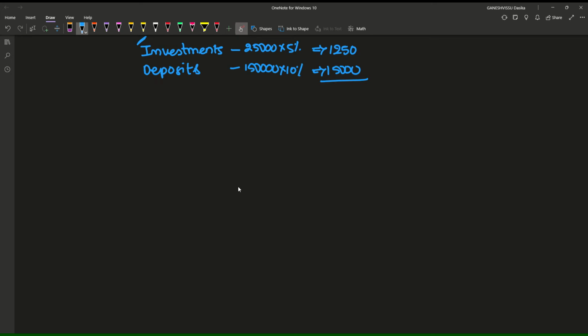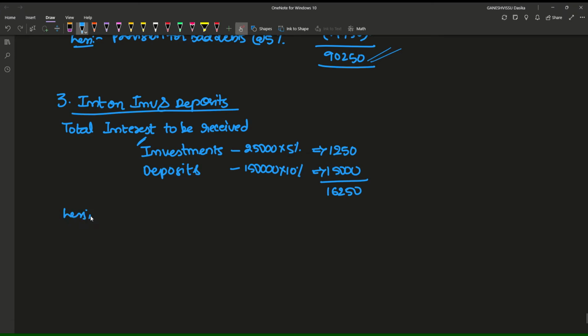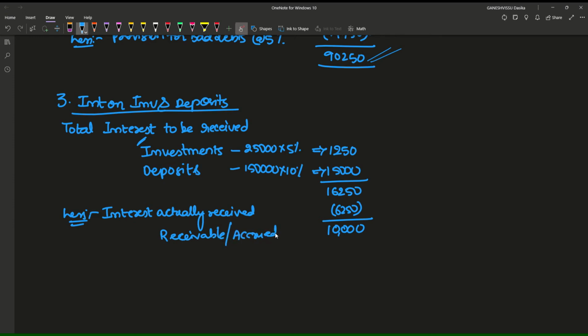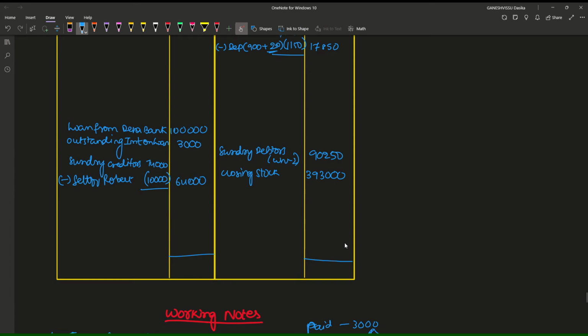Total we have here 16,250 rupees. But we need to deduct less interest actually received, 6,250. Now we have seen that. That means 10,000 is receivable, or accrued interest, we can say. Accrued interest is 10,000, accrued income.